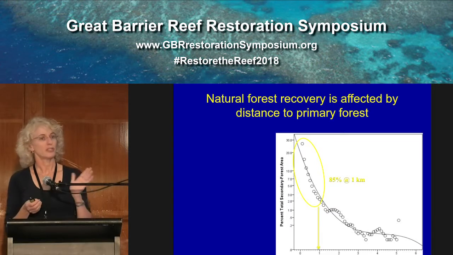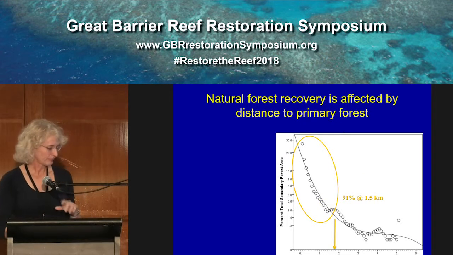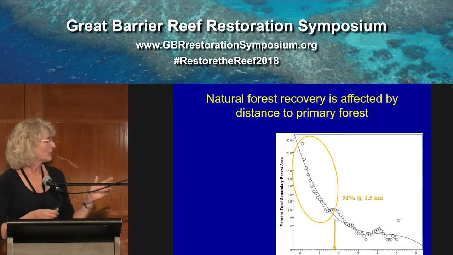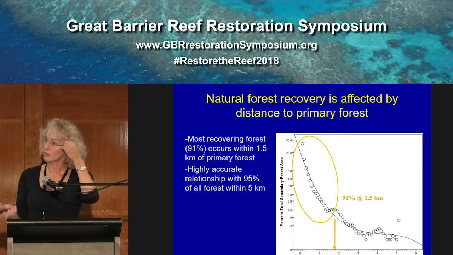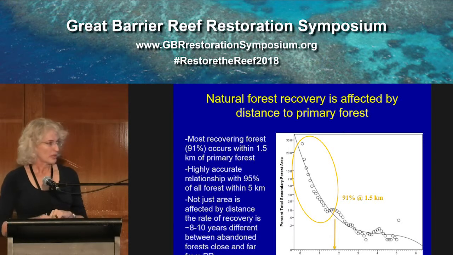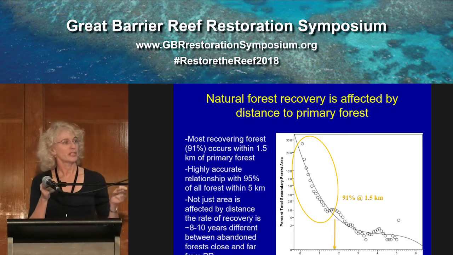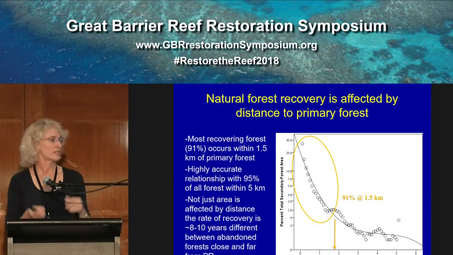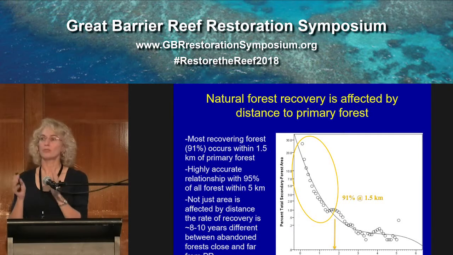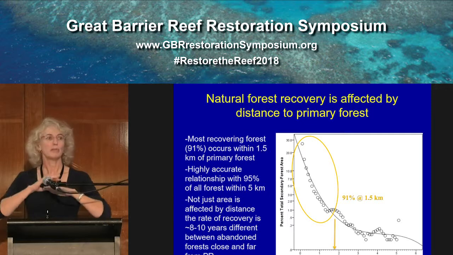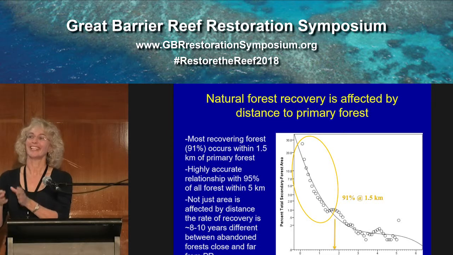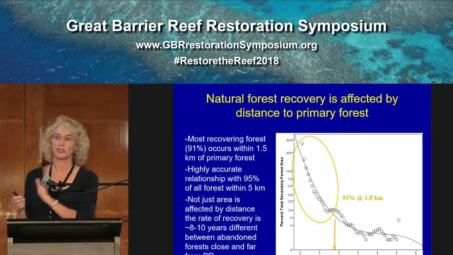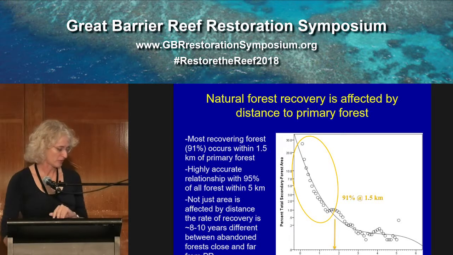85% of all the forest recovery is within 1 kilometre. And 91% is all within 1.5 kilometres. So it's a very accurate relationship, and we're finding 95% of all secondary forest recovery is occurring within 1.5 kilometres of primary rainforest. And it's not just the area of forest that is influenced by the distance to the source, it's actually the rate of recovery. Forest that's really close to primary rainforest, if you abandon the fields at the same time, is about 8 to 10 years faster in recovery. So the speed at which it recovers is much faster when it's close to the primary rainforest source.